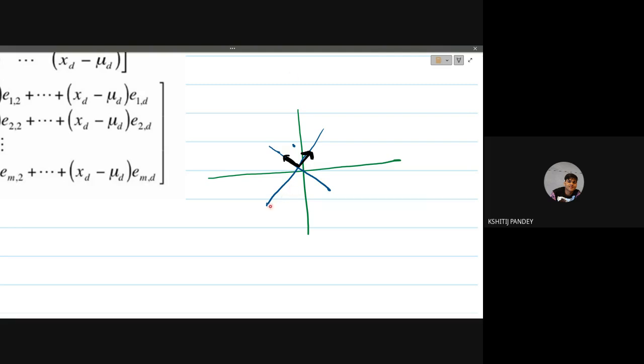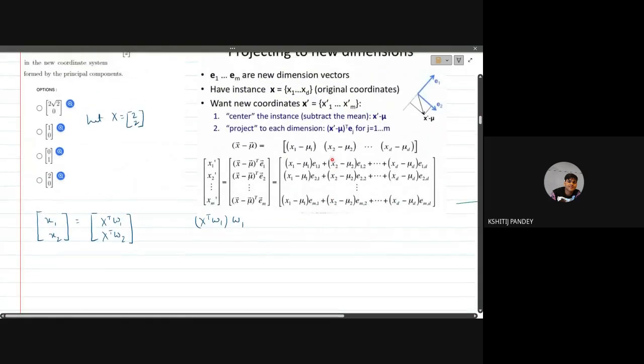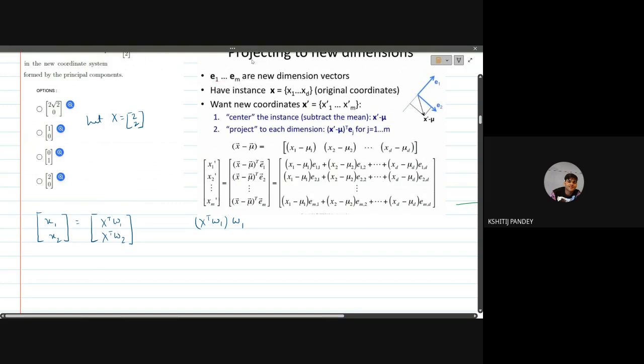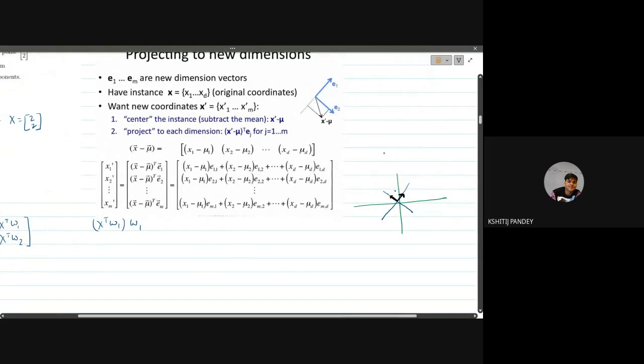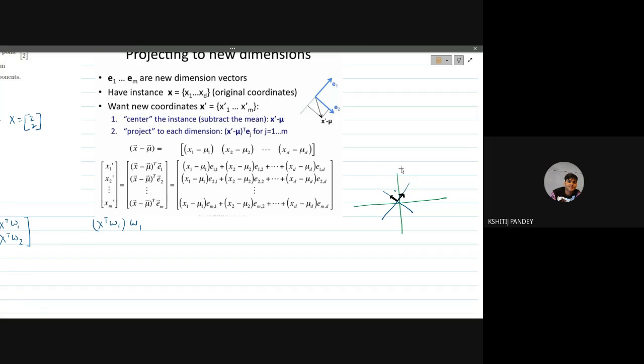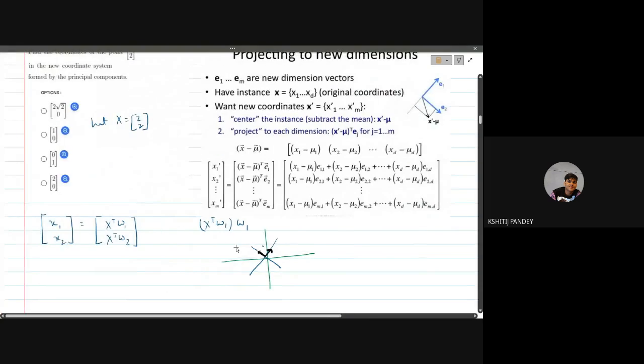So if you make this axis your x-axis and this axis your y-axis, then the length of this will be the X component, and the length of this will be the Y component. Got it, thank you. Yeah, thanks. Asking questions helps others also. Thanks for asking the question. Okay, so let's continue our discussion.